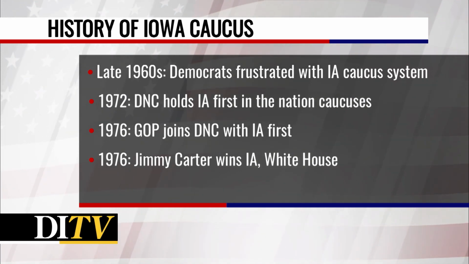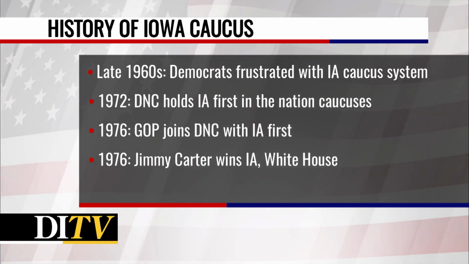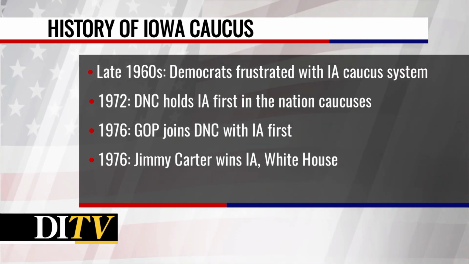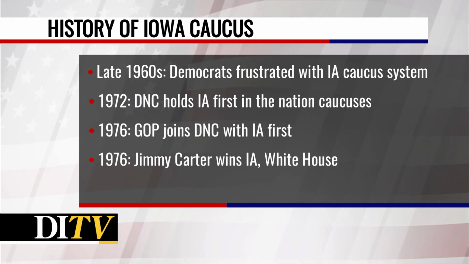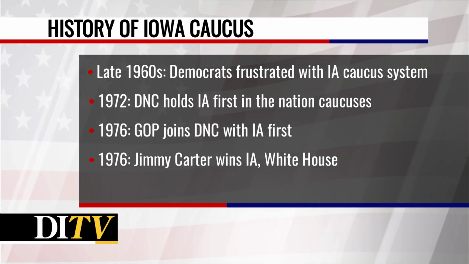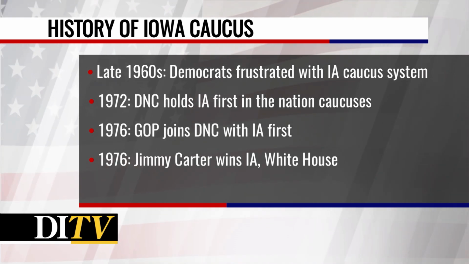How Iowa ended up first is really kind of by accident. Iowa had one of the longer, more complex processes for presidential nominations, so it had to start earlier. This worked out well enough for Jimmy Carter in 1976, whose Iowa caucus win got him all the way to the White House. After that, the Iowa caucus became a pretty big deal.